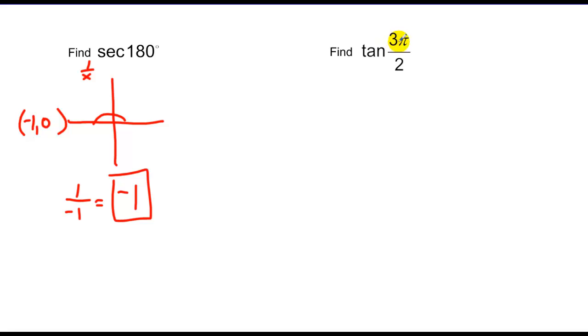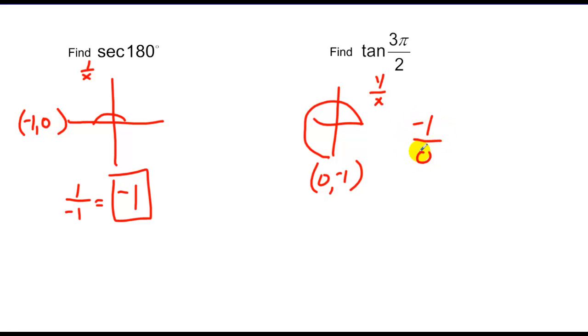Tangent of 3 pi over 2. Where is 3 pi over 2? Right here. My x and y values are 0 and negative 1. Tangent is y over x. In this case, my y value is negative 1 over x is 0, which means I get a division of 0, which makes the tangent of 3 pi over 2 undefined.